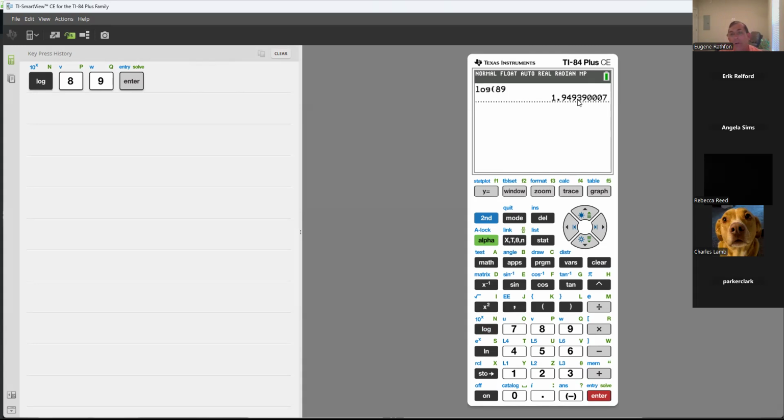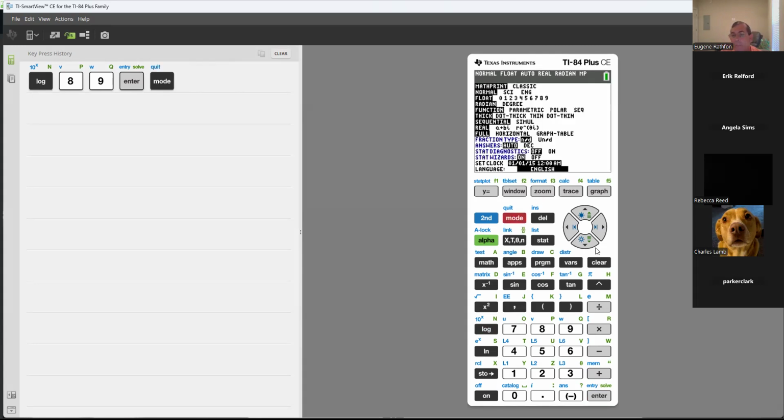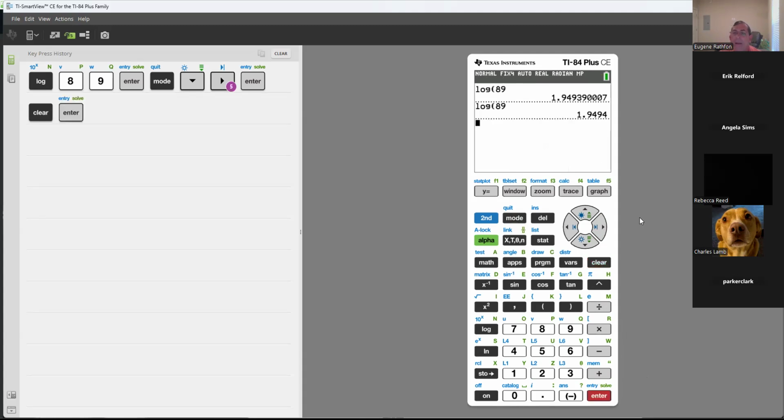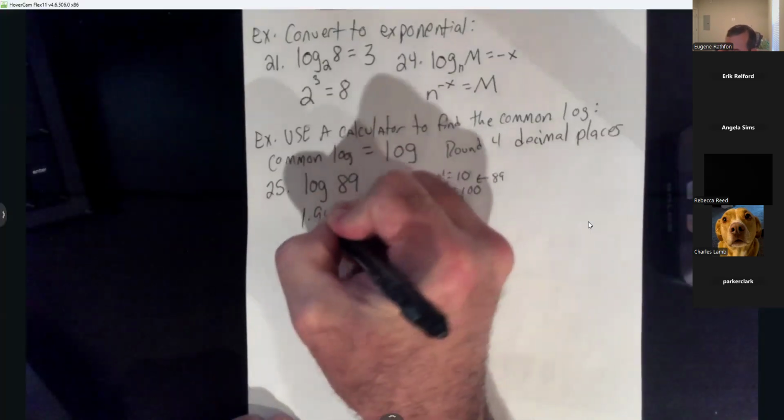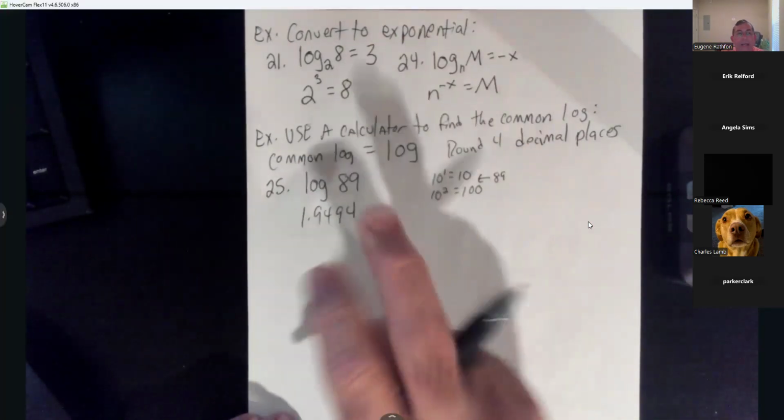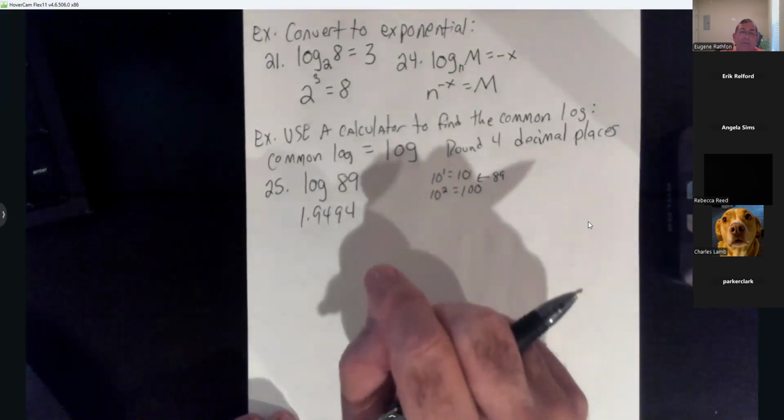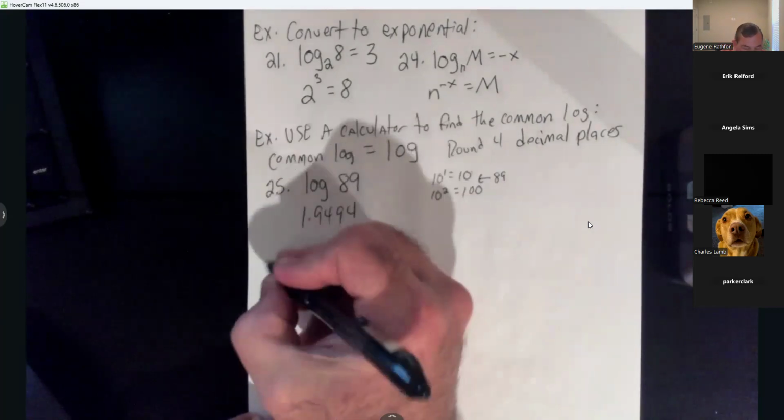So this would be 1.9494. Now, y'all, remember when I showed y'all the other day, when you're rounding, if you hit the mode button and go down where it says float and arrow right and put that on 4, it's going to round me to 4 decimal places. So clear that screen and hit enter and notice 1.9494. Now, y'all, remember, look at the fifth spot to see what you're doing to the fourth decimal place, okay?